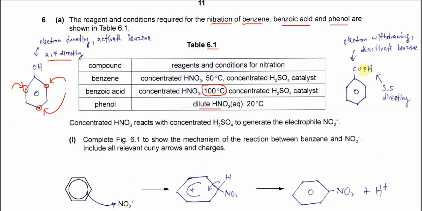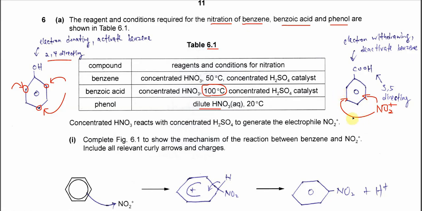And form the nitrobenzene. For benzoic acid, we know that it is an electron withdrawing group and is 3,5 directing. This means when there is an electrophile like the nitronium, the nitronium will go for the 3 and 5 positions. This means the electrophilic substitution will happen at the 3, 5 positions. Okay, so why? Later I'll tell you the reason.